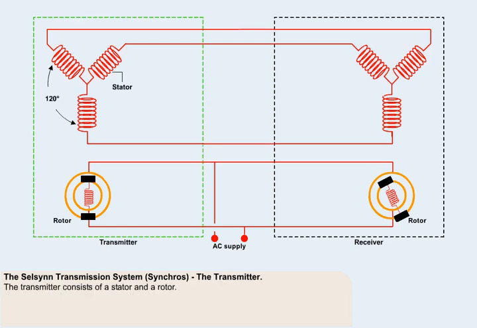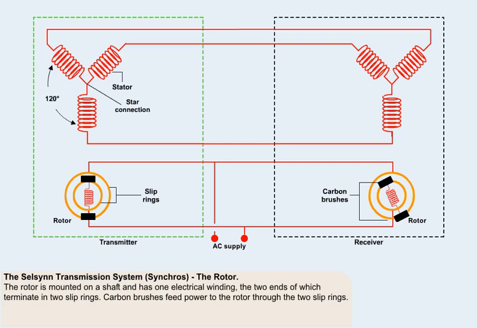The transmitter consists of a stator and a rotor. The stator has three electrical coils whose axes are 120 degrees apart. The three stator coils are star-connected. The rotor is mounted on a shaft and has one electrical winding, the two ends of which terminate in two slip rings. Carbon brushes feed power to the rotor through the two slip rings.